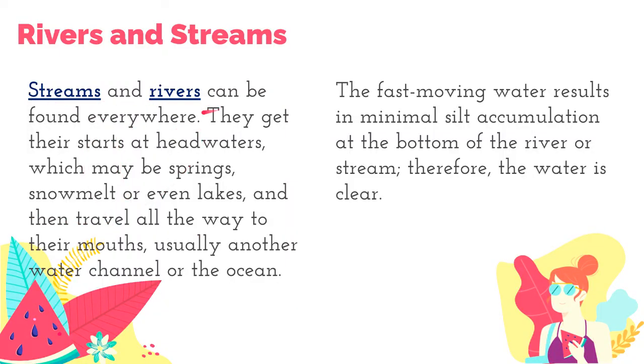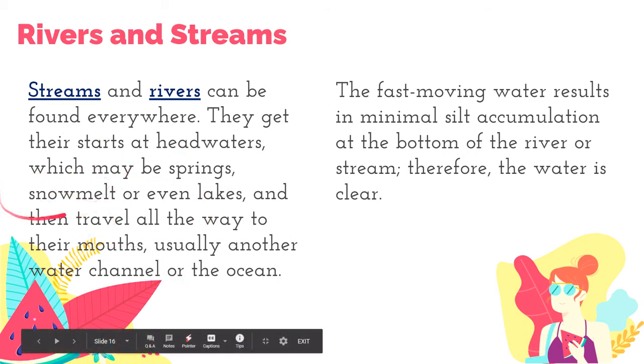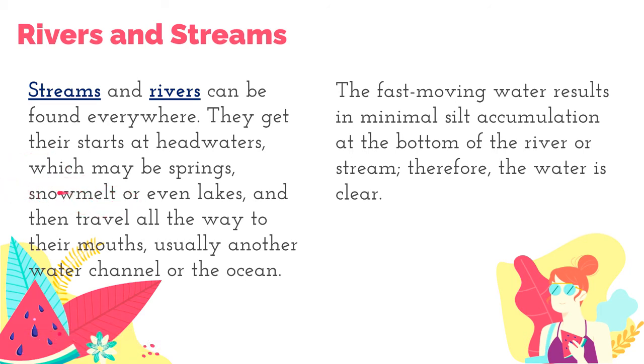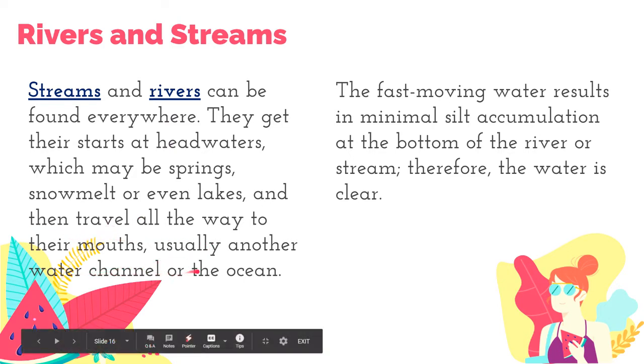Streams and rivers can be found everywhere, okay? So they get their start at headwaters, which may be springs, snow melt. So those are snow layers that we can find on mountains, even lakes, and then they travel all the way to their mouths, then emptying out into sea or ocean.